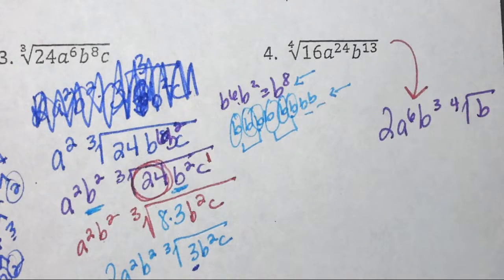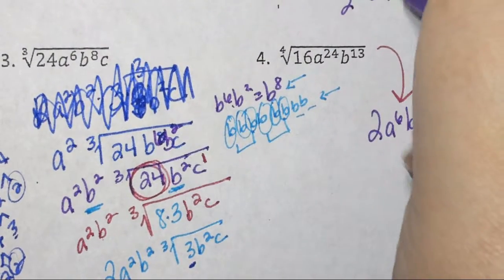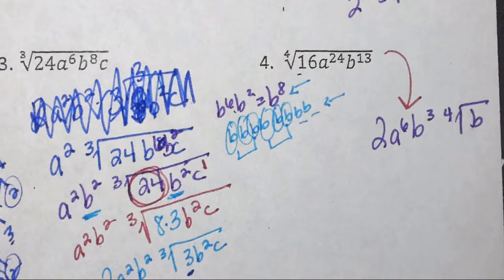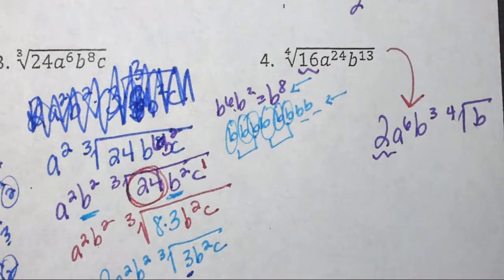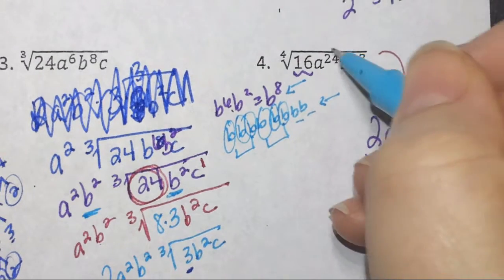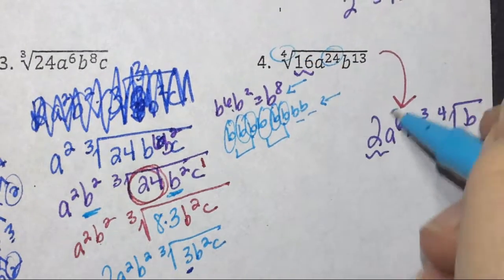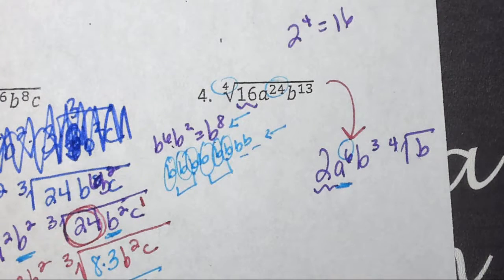Okay, let's see if he's right. Now, thankfully, this one is nice because 2 to the 4 is 16. So for sure, his 2 is right. We're happy with that. And then we're also happy with his a because 24 divided by 4 is definitely 6. So I know his a is right. Really, the only thing we could question Brady about are his b's.